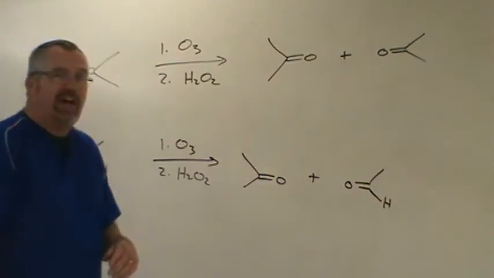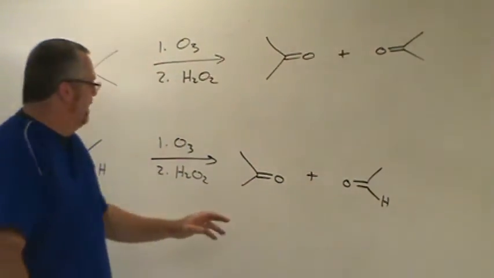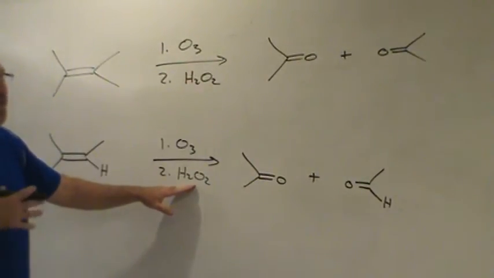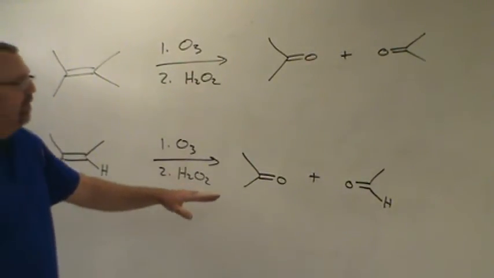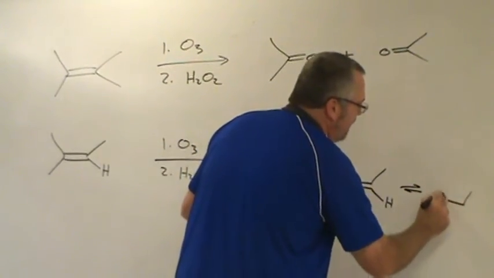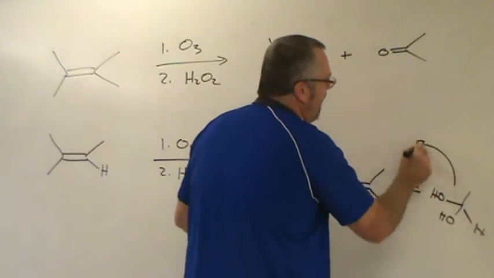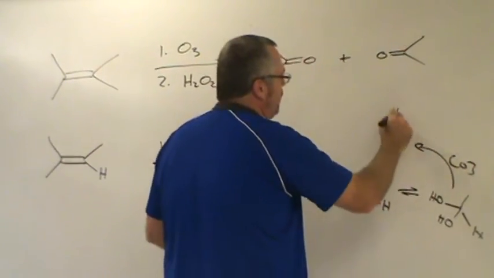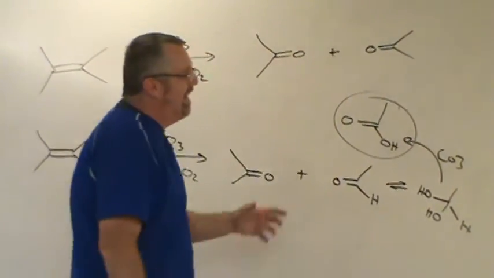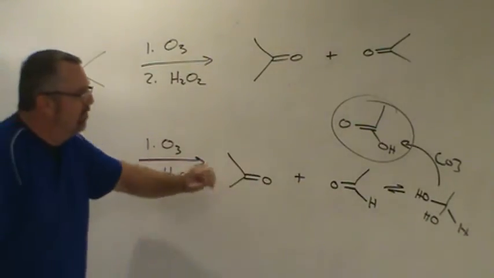I would form an aldehyde. But the aldehyde, in the presence of hydrogen peroxide, which once again is going to be an aqueous oxidant solution, will be in equilibrium with the gemdiol once again. And the gemdiol will oxidize under these conditions to go to the carboxylic acid. So you'd make, in this case, 1 equivalent of acetic acid plus 1 equivalent of acetone.